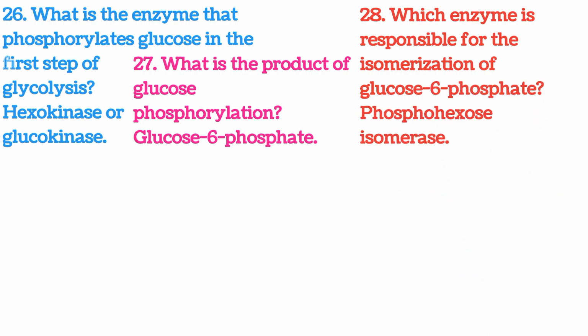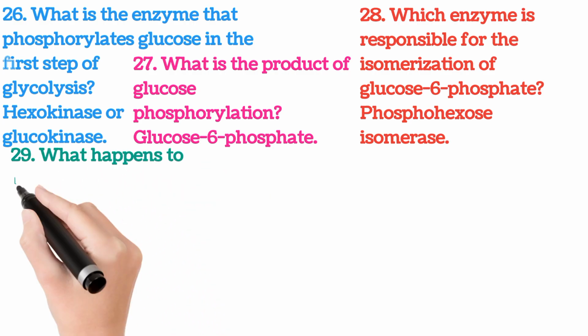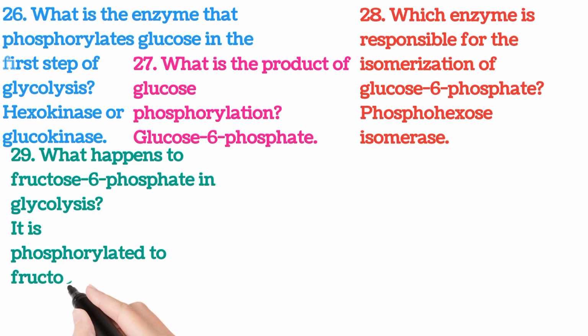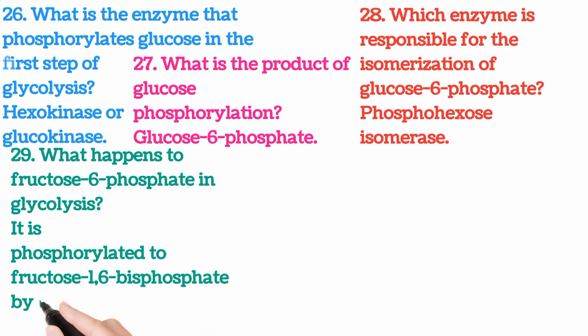28. Which enzyme is responsible for the isomerization of glucose 6-phosphate? Phosphohexose isomerase. 29. What happens to fructose 6-phosphate in glycolysis? It is phosphorylated to fructose 1,6-bisphosphate by the enzyme phosphofructokinase. 30. What is the role of aldolase in glycolysis? It splits fructose 1,6-bisphosphate into glyceraldehyde 3-phosphate and dihydroxyacetone phosphate.